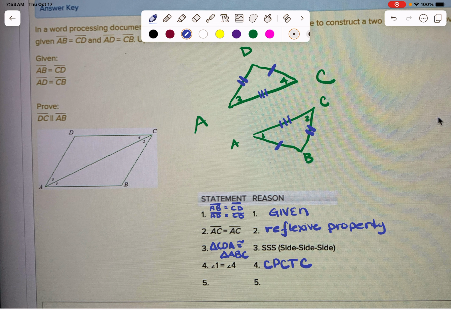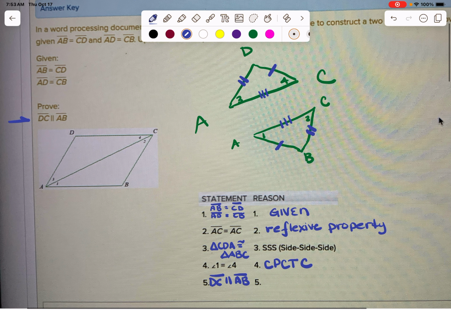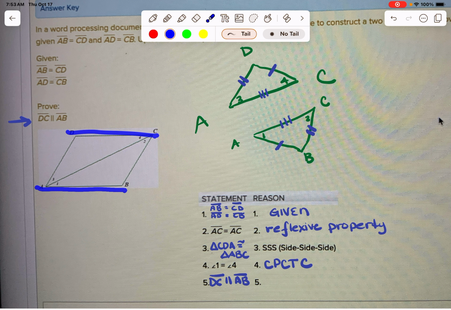Now, the last thing that they would like me to do is to prove this. So the last step that I have in a proof, especially if they're giving me steps, should always be the proof. So now I can say that this is congruent to this because those 2 angles are congruent. Those are alternate interior angles.